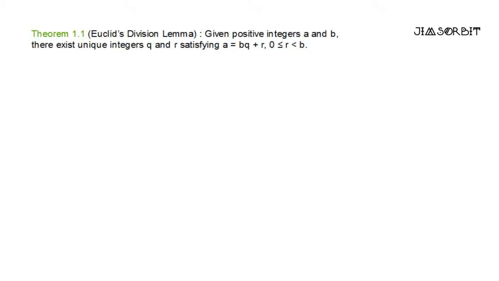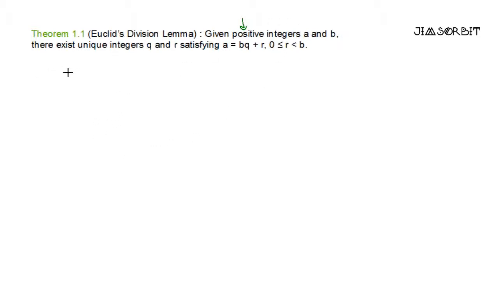Okay, we start with the theorem now. So that was the revision part. Euclid's division lemma. It says that if you have positive integers A and B, that they can never be negative. Remember this thing also. And there exist unique integers Q and R. What they are, I will explain in just a few seconds. Satisfying A is equal to BQ plus R, then R should be between 0 and B.